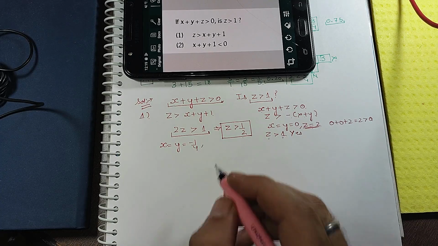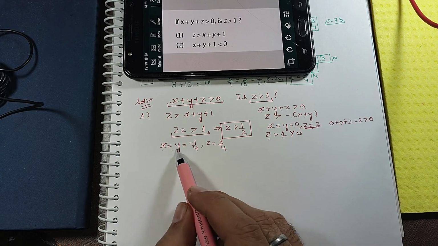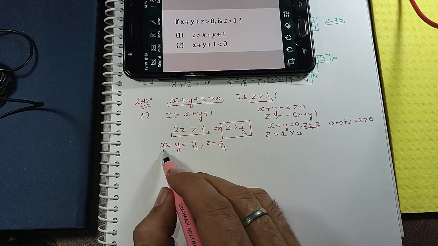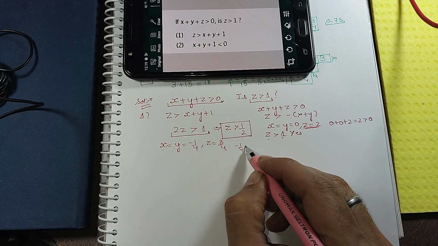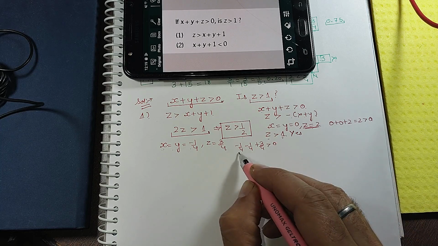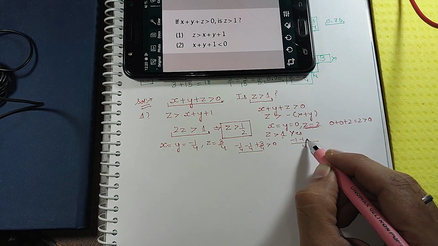And z to be equal to 3 by 4. Now, this x equal to y equal to minus 1 by 4. So from here I can see that when I add this, so this becomes minus 1 by 4 plus minus 1 by 4 plus 3 by 4 has to be greater than 0. So LCM is 4. So this is minus 1 plus 3.